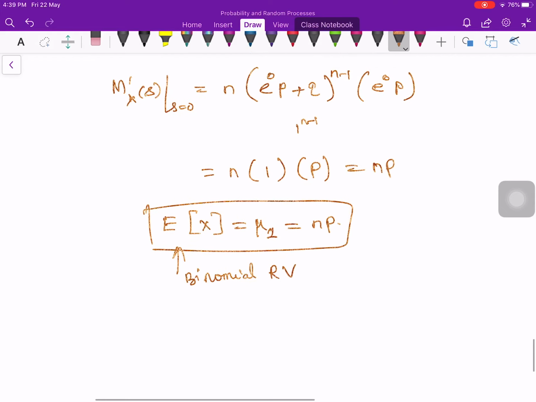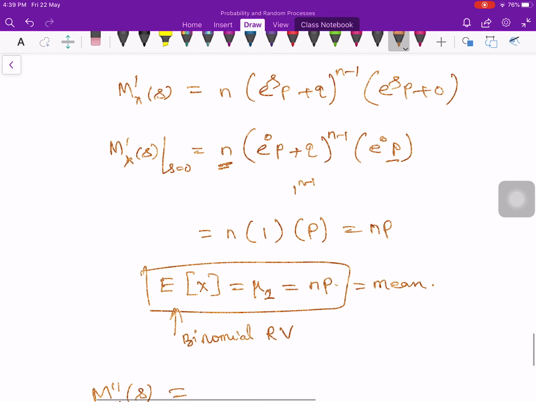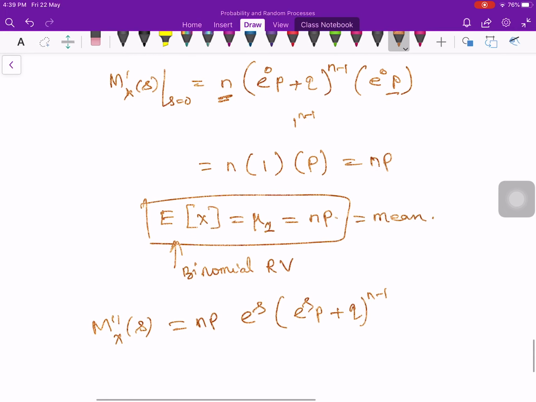Similarly, take the derivative one more time to get the second order moment. So M double prime of s sub x equal to, here p is constant and n is constant, so you can take np, then e to the s times e to the s p plus q whole to the n minus 1.